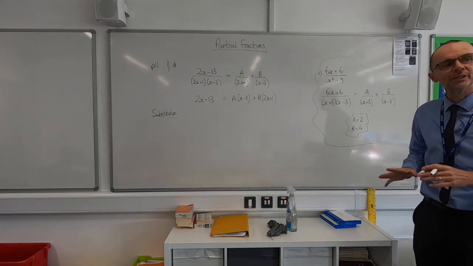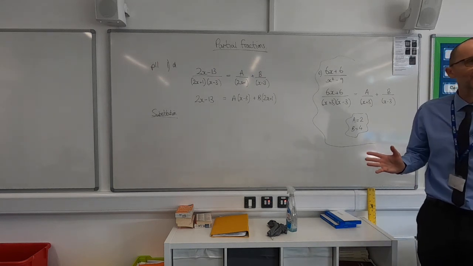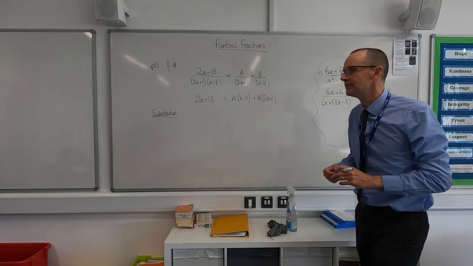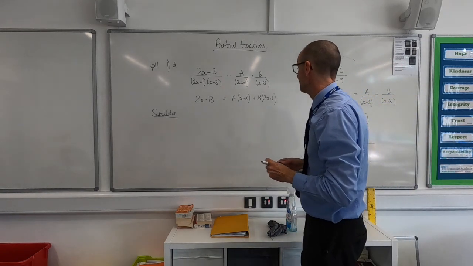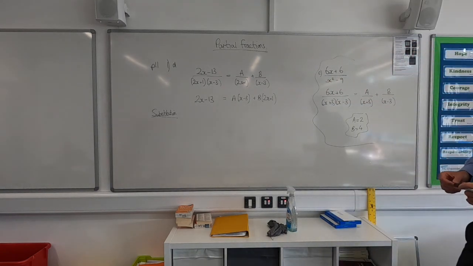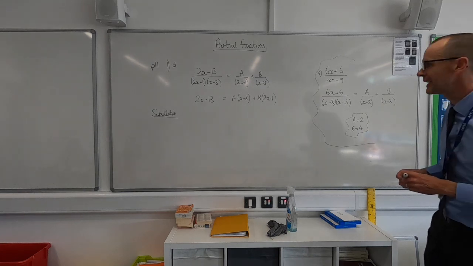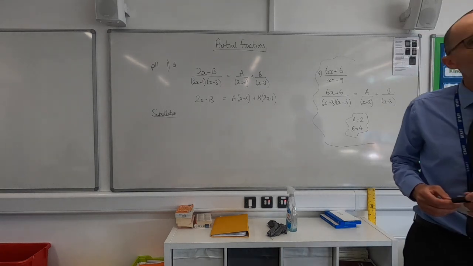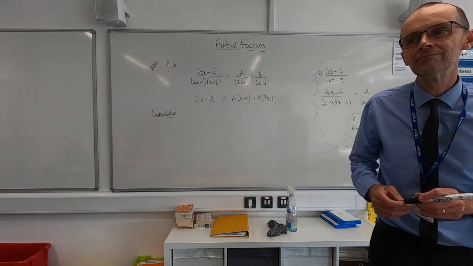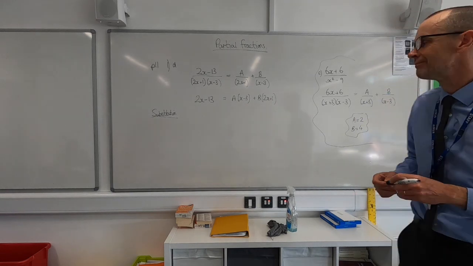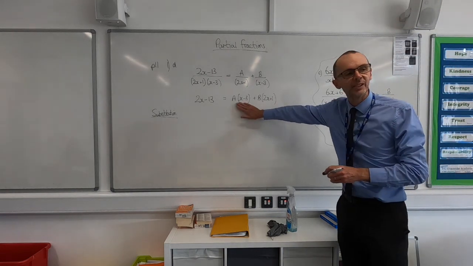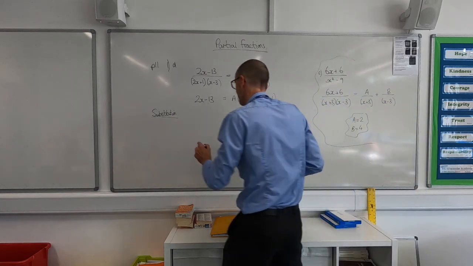And all I'm going to do is substitute a value of x into the equation. So I'm going to make x equal to 3. Could anyone suggest why making x equal to 3 is a good idea? It makes that one equal to 0, it cancels out the first. This disappears, doesn't it? Yeah. So I'm going to make x equal to 3.